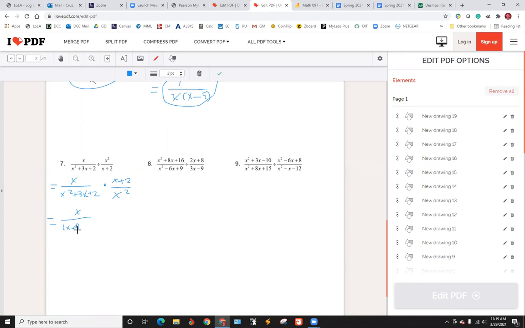So that's x plus 1 times x plus 2 times x plus 2 over x squared. One of those is gone, and one of these is gone. Well, that one's gone, and there's one of those gone. So everything that's left is 1 over x plus 1.